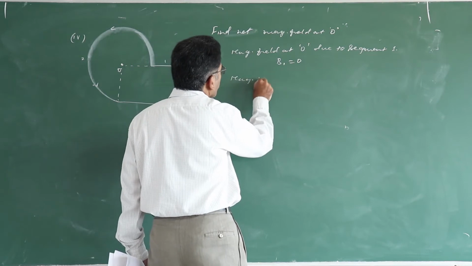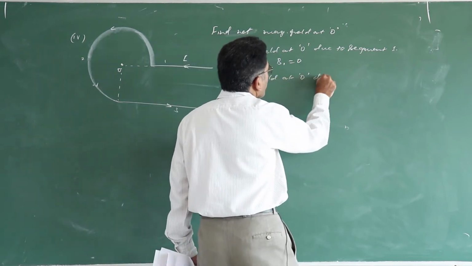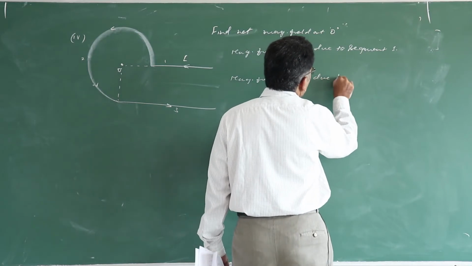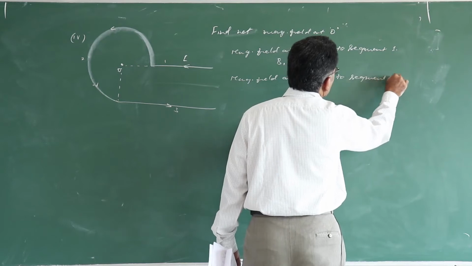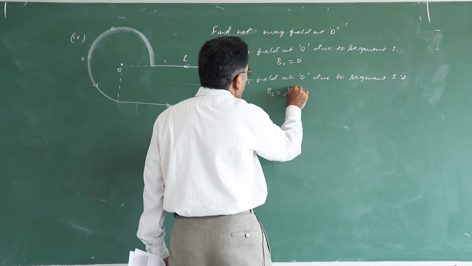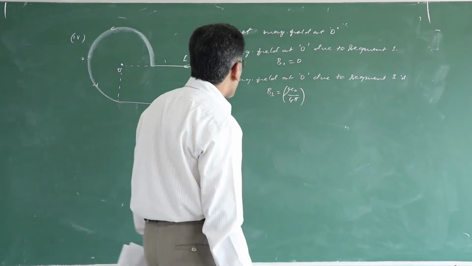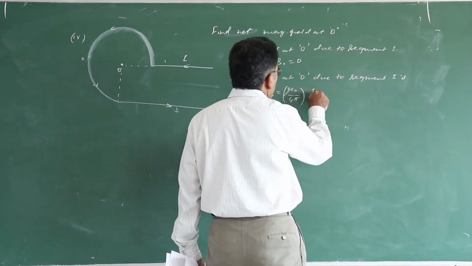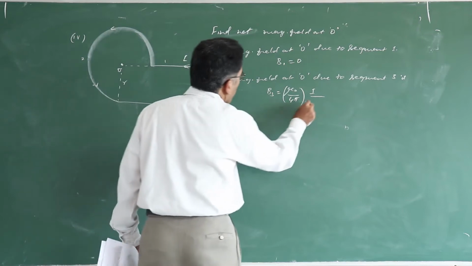The magnetic field at O due to segment 3 is B3 is equal to mu naught by 4 pi, I by R, if you take this as R.